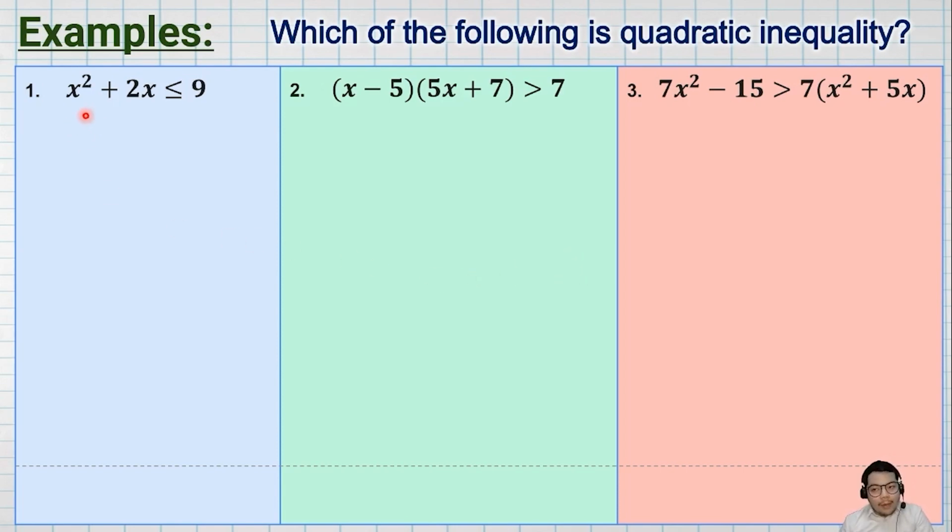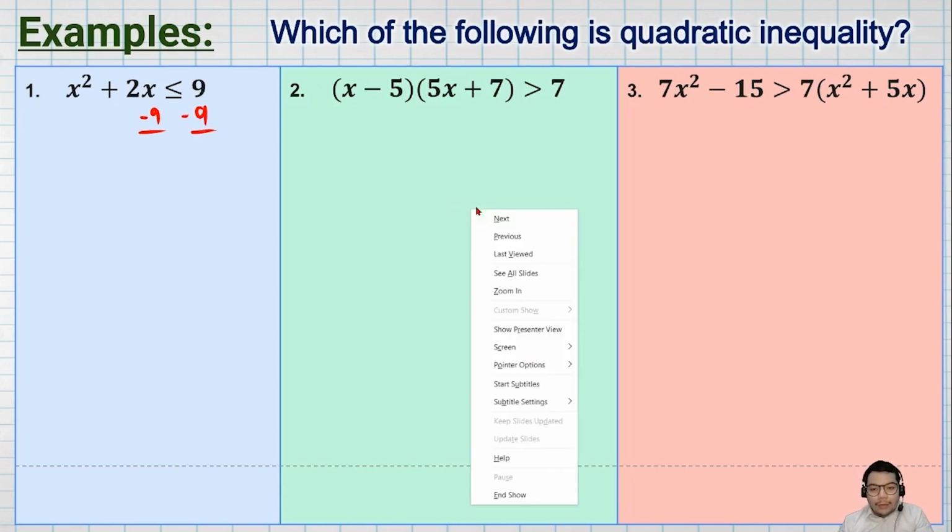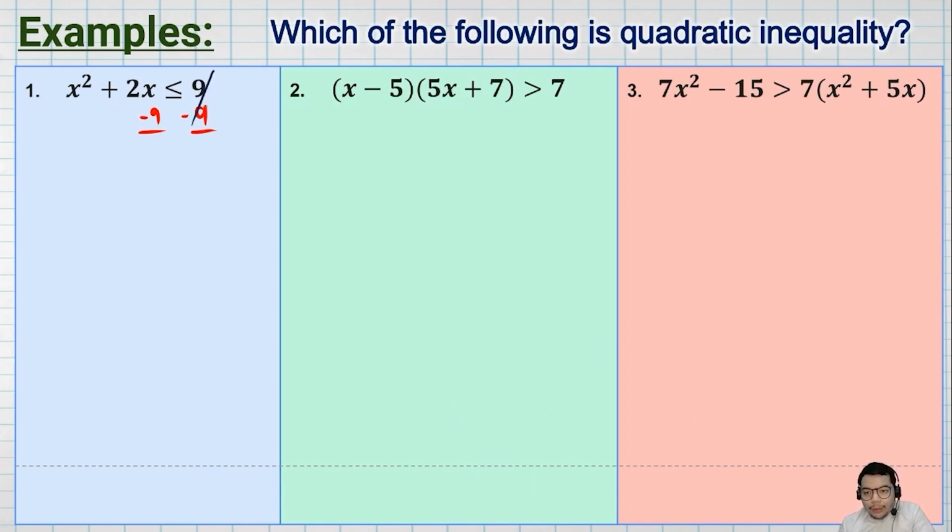So let's start with example number 1. We have the given x squared plus 2x is less than or equal to 9. Parang ang idea dito is para maging 0 pa rin yung nandun sa right side ng ating given inequality. So gagawin natin, lipat natin si 9 dun sa left side. So we will be having, or add negative 9 for both sides para malipat siya sa left side of the given inequality. Therefore, we can have this one as 0 kasi 9 plus negative 9 is 0.